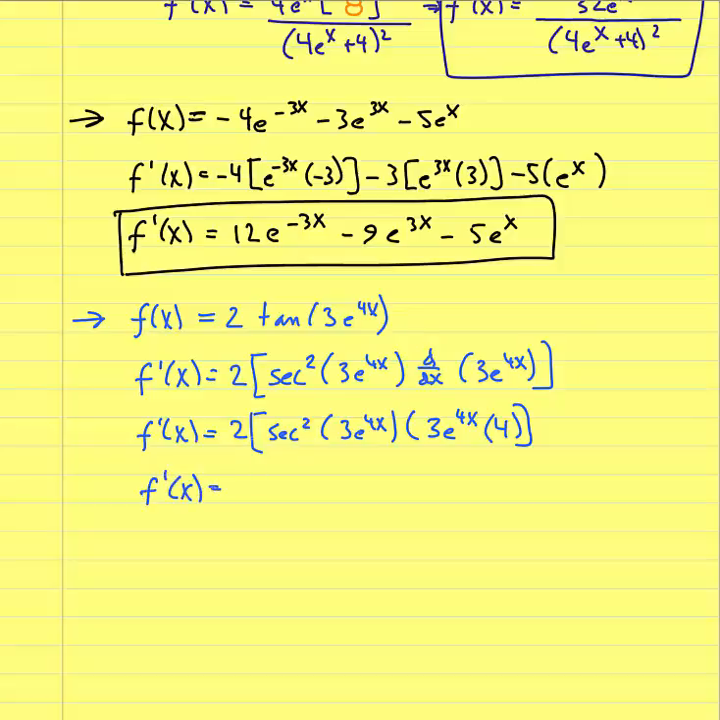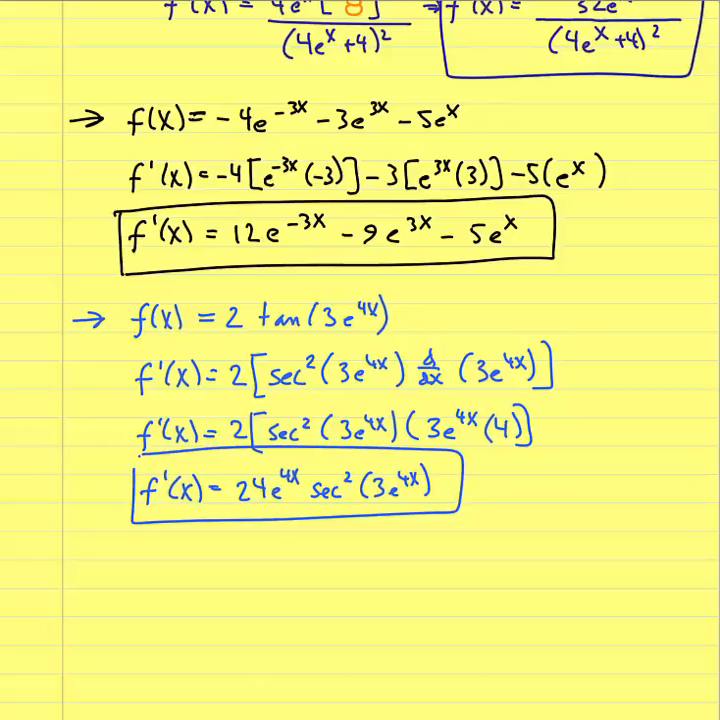So simplifying, 3 times 4 is 12, and e to the 4x out front. And I'm pulling everything out front that I can so I don't get anything confused with my trig function. And there's my derivative. Just a quick little simplification there.